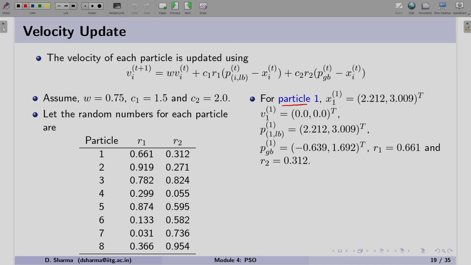Consider the particle number 1 on the right hand side. For simplicity, we are writing the column vector of the current position, which is x11. The velocity is 0 as of now. The local best of the swarm as of now is the same as the particle, because it is generation number 1. The global best we have calculated in the previous slide, we have copied here, and the 2 random numbers R1 and R2 we have taken from the table on the left hand side.